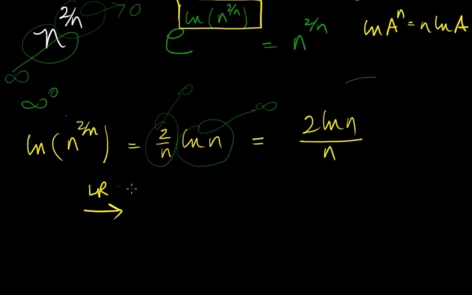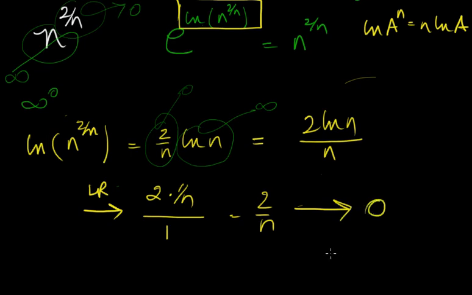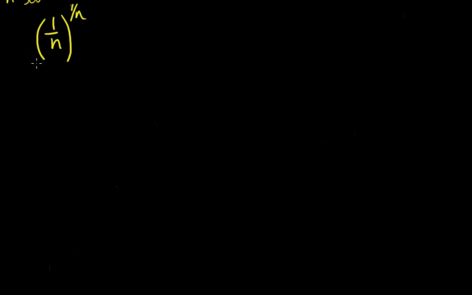If I was really being careful, I would put this now in terms of x, because you can't take derivatives when n just has integral values. But we'll just go ahead and write 2 times 1 over n over 1, which is equal to 2 over n, which has a limit of 0. So the exponent up here goes to 0. So our n to the 2 over n will go to e to the 0, or 1. N to the 2 over n, the limit as n goes to infinity, is equal to 1.